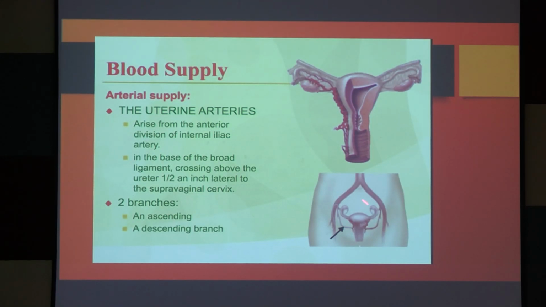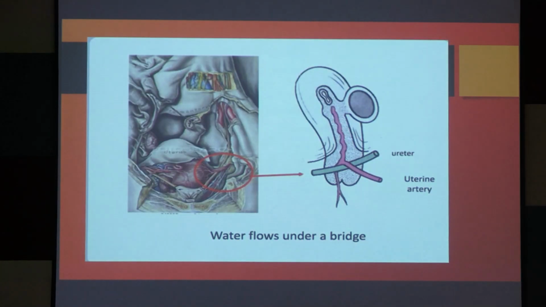You see here, this is from the internal iliac artery, this is the branch of the uterine artery, and this is the ovarian artery. And you see, the crossing is shown. So the ureter is crossing and this uterine artery is entering the ureter.